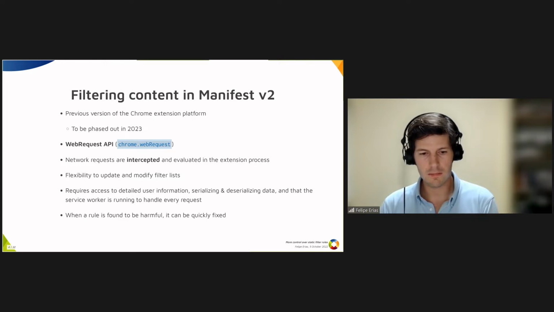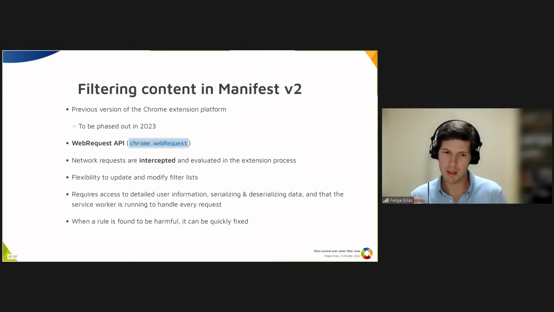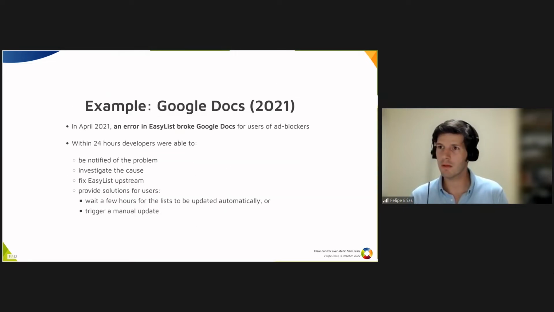The interesting feature for us here is that with web request, it was possible for the extensions to fix a problem that happens when a rule is found to be harmful, found to be misbehaving after it has been distributed to users. This is something that happens from time to time. This is a good example. It happened to Google Docs. There was an error in EasyList that broke Google Docs last year.